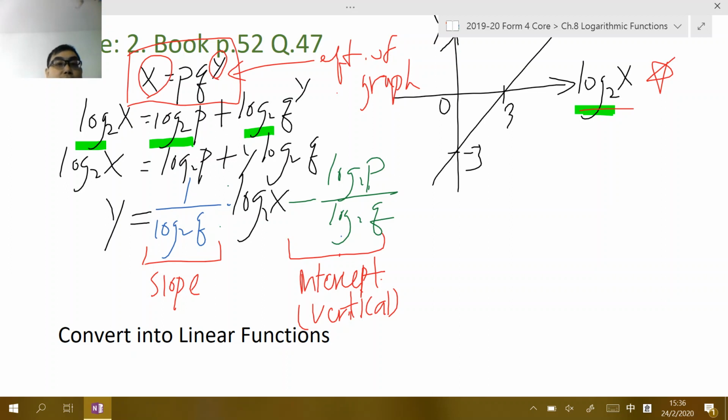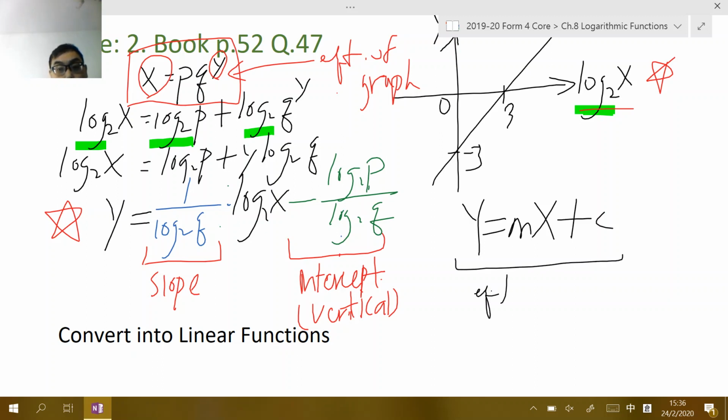But now we have to do a very important step: we have to rearrange the terms to make it become this way. y equals 1 over log 2q times log 2x minus log 2p over log 2q. So why do we do this? Because if I write it in this way, it is just like what you have seen before as y equals mx plus c. If you still remember, this is the form of the equation of a straight line. And also the graph is showing a straight line. That means that we have to change things in terms of log and also in terms of a straight line.